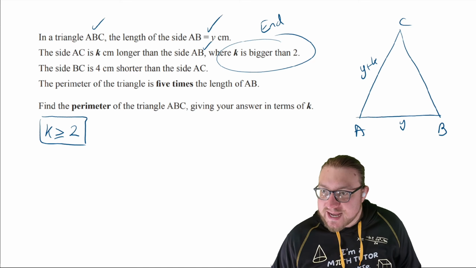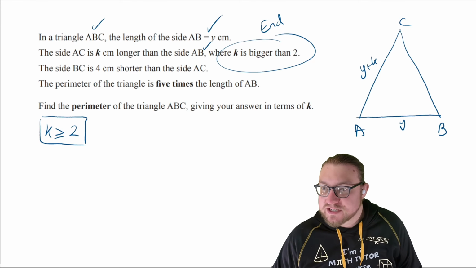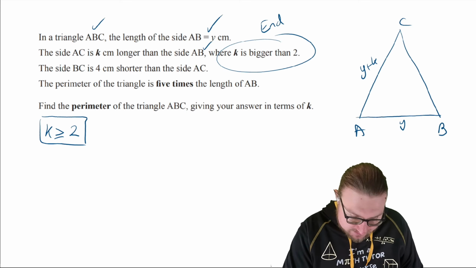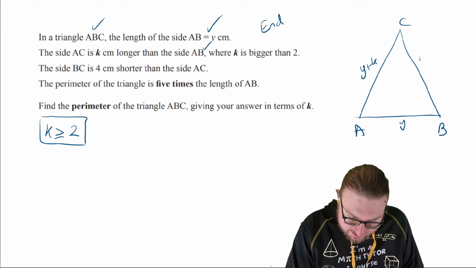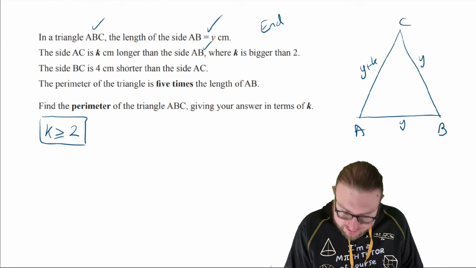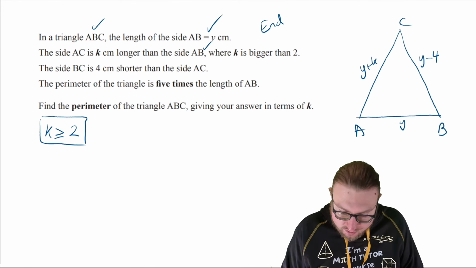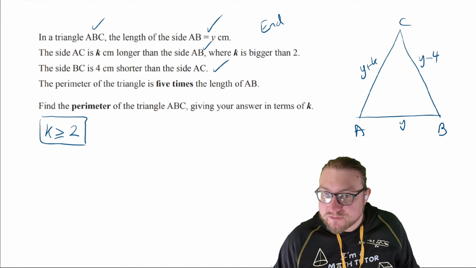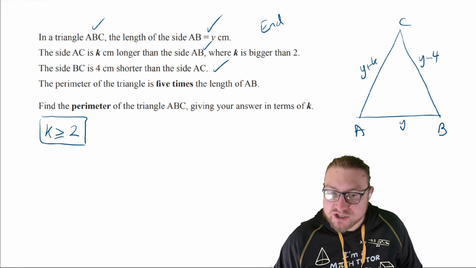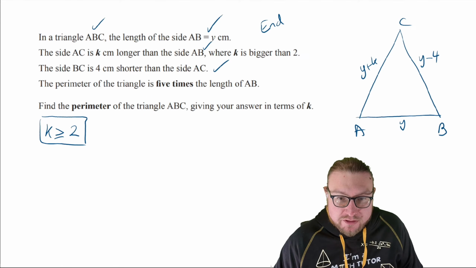Let's have a look at the side BC. It's 4 centimeters shorter than AC. Shorter means less. So y is AB, and if it's shorter than that, we can do y minus 4. And now, just like that, we've transformed all of that text into a question with a diagram that we can work with.